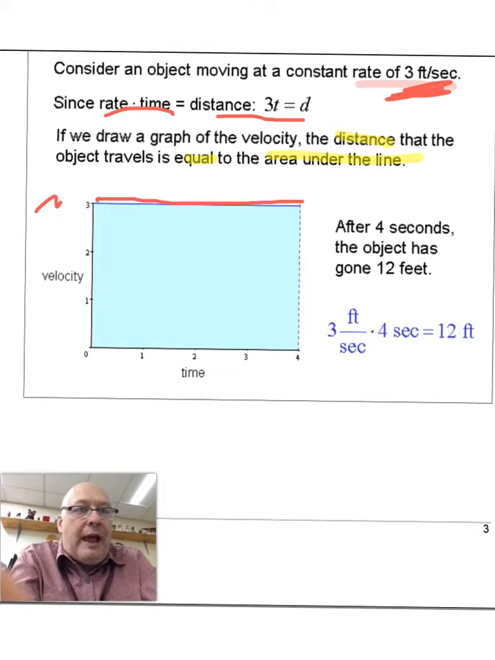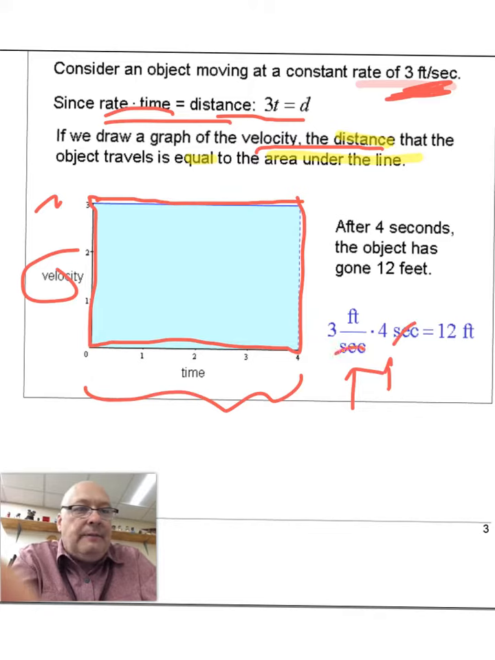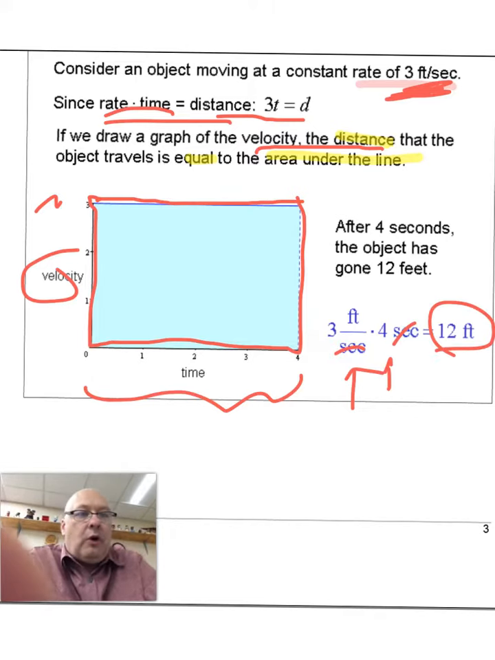So if we draw the graph of the velocity function, which is constant, then the area underneath this curve, due to distance equals rate times time, is 4 seconds times a velocity of 3 feet per second, the seconds cancel, and you get 12. So this is beautiful, very nice, and this works simply with constant functions, but it also works when functions are not constant.